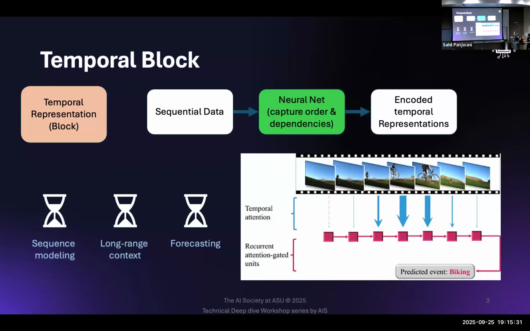The other key strength is forecasting. So temporal models don't just predict what has happened, like we saw in this example, they can also predict what's going to happen based on past context. So those are the three key strengths of this block.